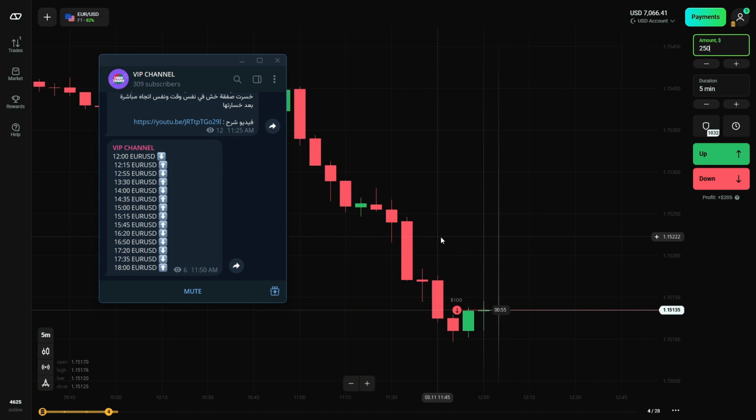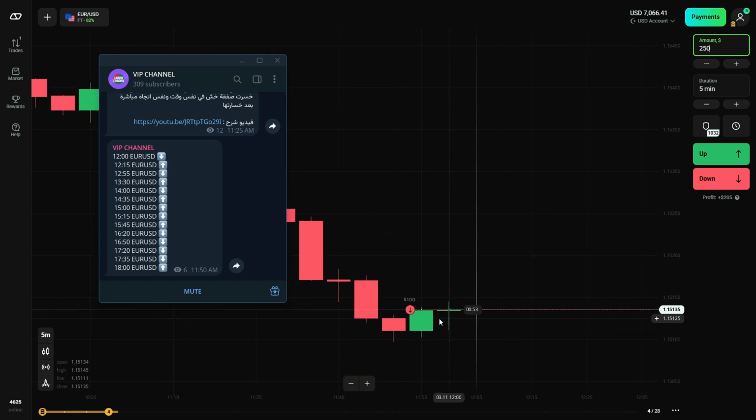The most important thing you need to focus on is that if the trade loses, you immediately apply the multiplier. For example, if we entered the first trade with $100, we put in $250 for the next one. The duration of the trade will be the same as the one we set at the beginning, and it will always be 5 minutes. The direction will be the same as the direction we entered in the first trade.